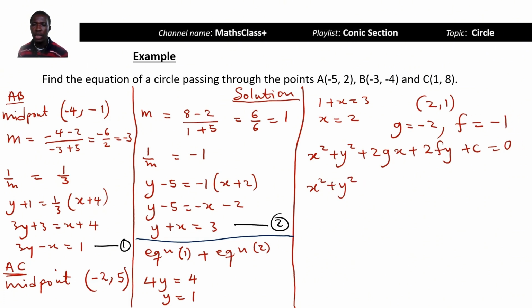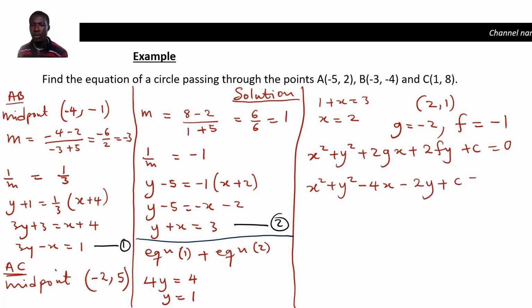So now my g is negative, so 2 times negative 2 will become negative 4x, and then 2 times negative 1 will become negative 2y plus c is equal to 0. Now I need to find the value of c. So I take any point that satisfies the equation, and that is any of the 3 points given.